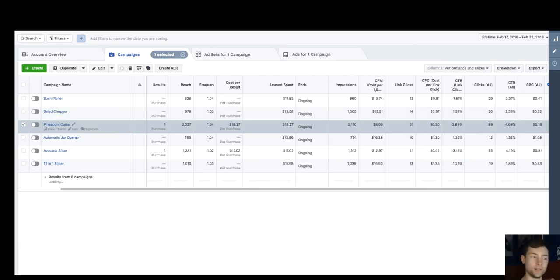But again, sales is the determining factor. It doesn't really matter what these numbers are as long as you're profitable. So, I wasn't profitable, so I had to cut it.